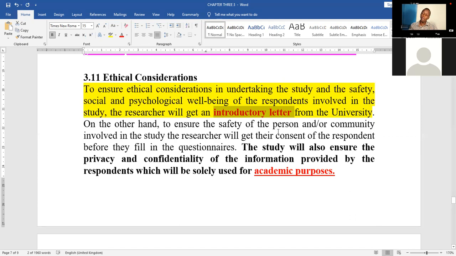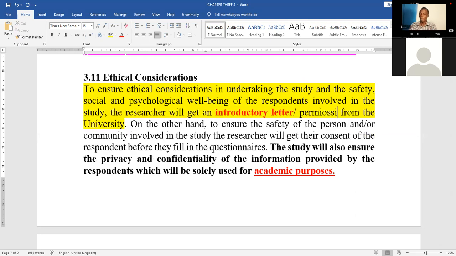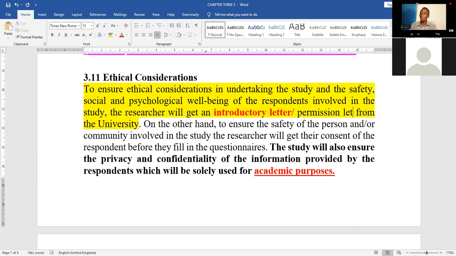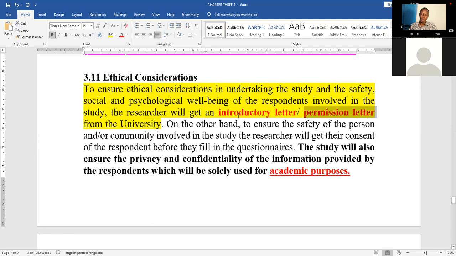Some people call it a permission letter, other people call it an introductory letter. It's the same. This permission letter is the one that is supposed to allow you to go to the field to carry out research. Meaning that if you don't have it, then you're not supposed to go to the field to carry out research.